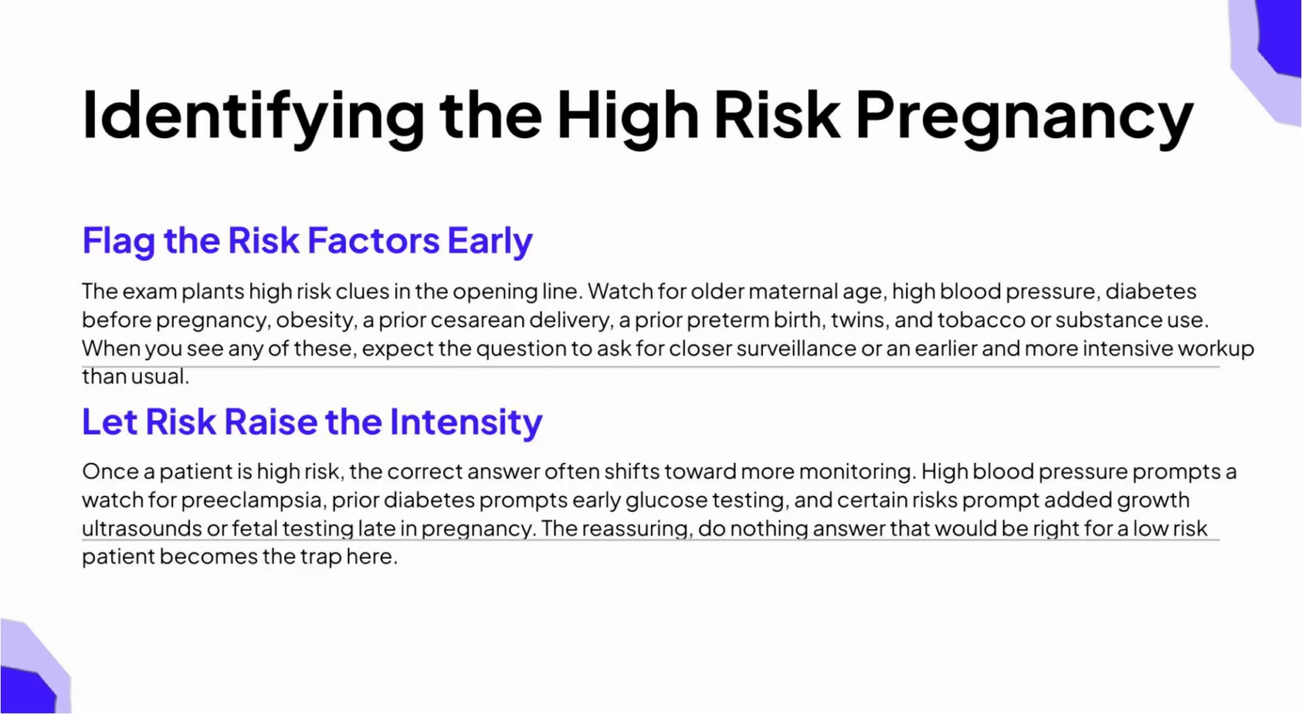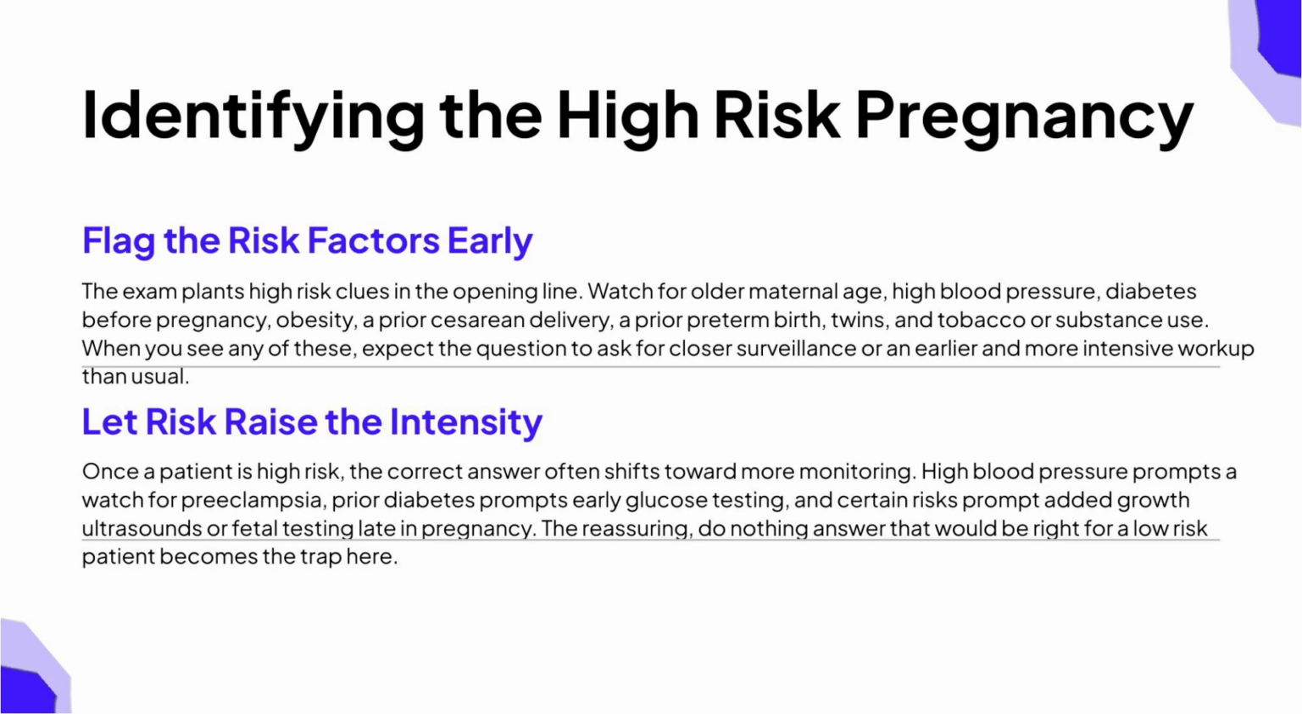Now let us talk about identifying the high-risk pregnancy, which is one of the most testable skills in this whole topic. First, flag the risk factors early. The exam almost always plants the high-risk clue right in the opening line of the stem, so train your eye to catch it. The classic ones are older maternal age, high blood pressure, diabetes that existed before the pregnancy, obesity, a prior cesarean delivery, a prior preterm birth, twins, and tobacco or substance use.